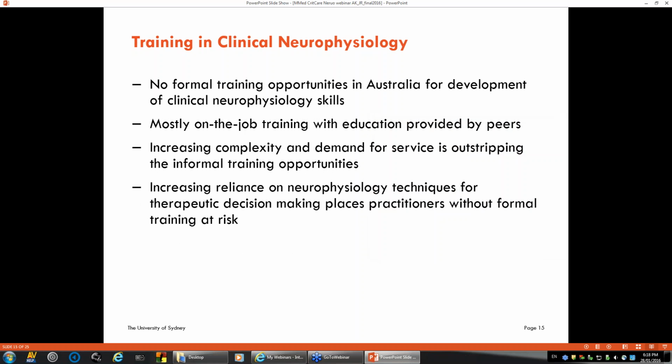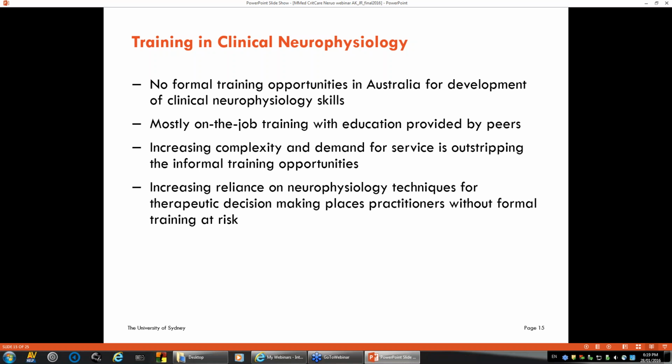Now, until recently, there have been no formal clinical training opportunities in Australia, and certainly from what we can understand in the Southern Hemisphere, for the development of clinical neurophysiological skills outside of the opportunities that are made available within the training programs for neurologists. Indeed, most of the scientists, technicians and clinicians using these techniques have learnt through on-the-job training, with their education provided by their peers and reference to published texts, but really no formal educational opportunities.